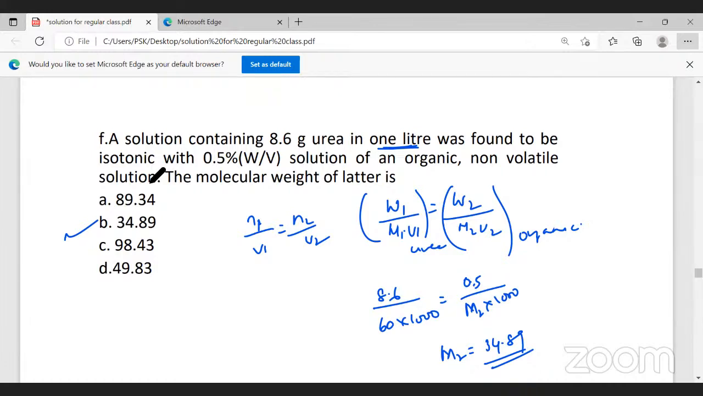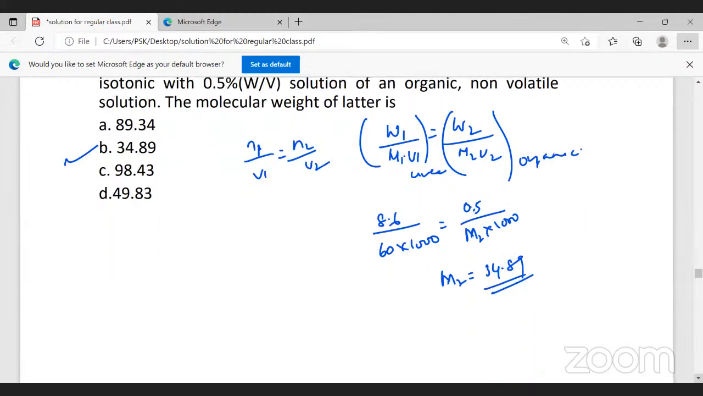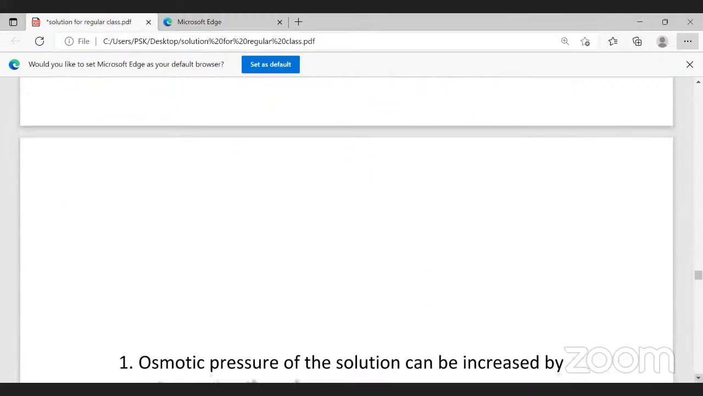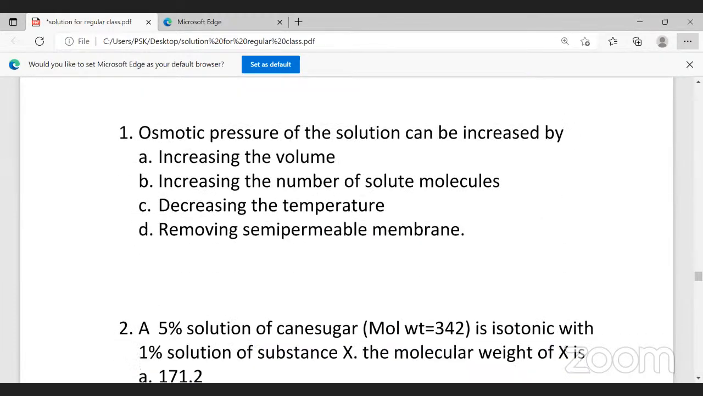The next question. These are different types of questions in osmotic pressure we learned. In another 2 classes, maybe we should finish this chapter, solutions, in detail. So a few more questions we'll see.